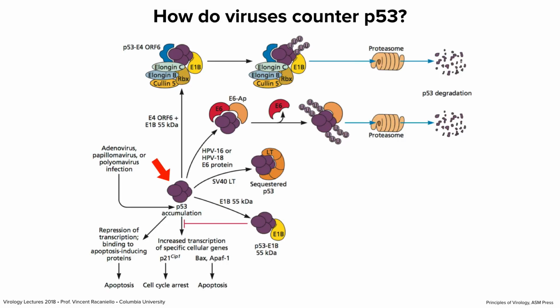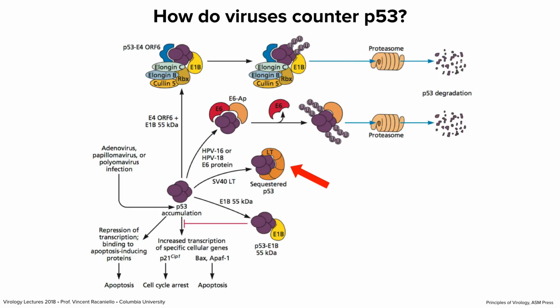Here's P53, and these four different ways of viral proteins countering the activity of P53. So P53 accumulation, again, would lead to cell cycle arrest and programmed cell death, apoptosis. Here we have an adenovirus E1b protein, which is binding to P53 and preventing it from inducing these genes.